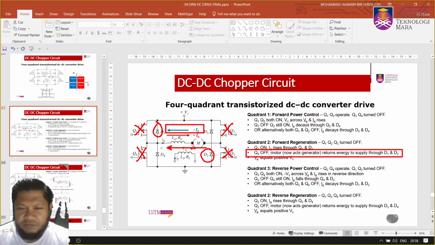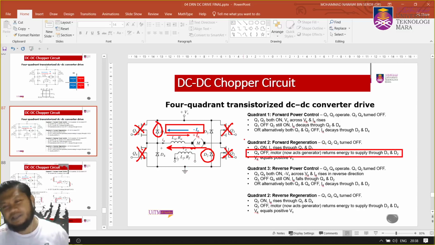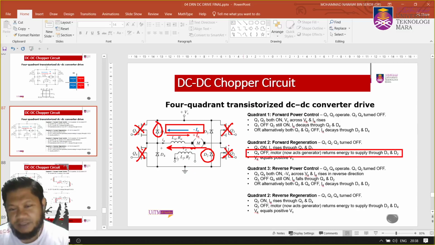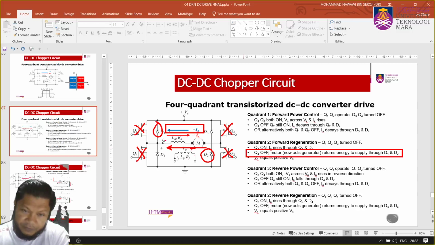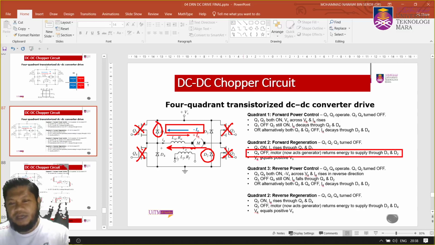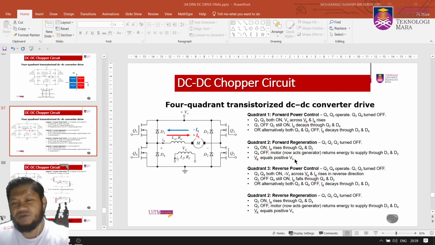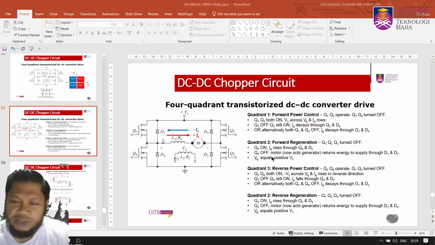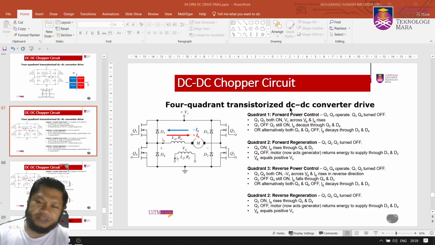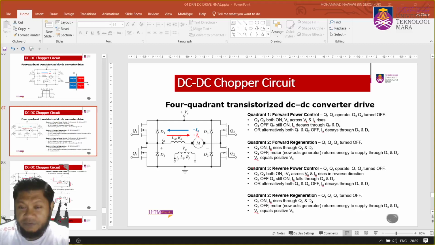Current will flow through D1 and from the ground through D2, and it returns energy through D1 and D2. So in this case, you still have current flowing in that direction, so it returns back to the supply voltage, and VA equals positive voltage. So VA still equals positive voltage.